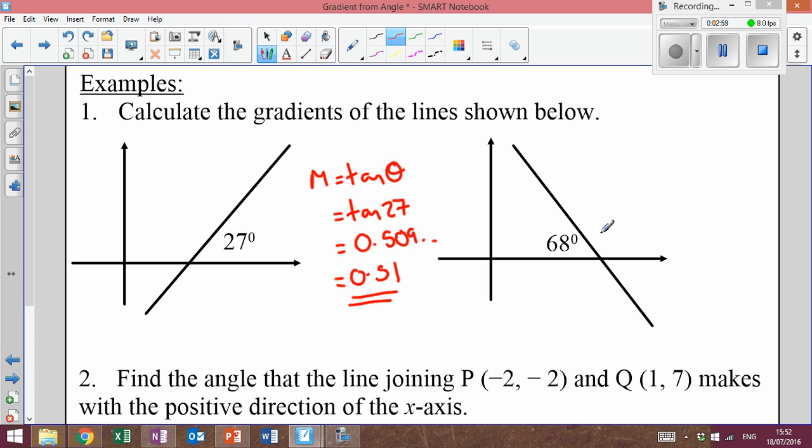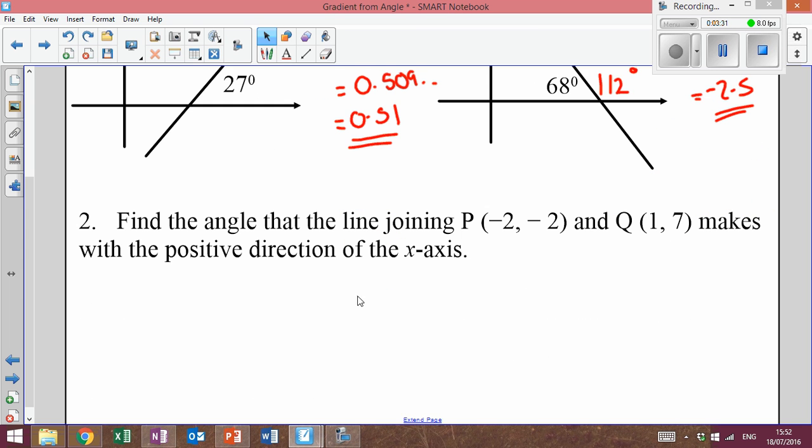Now if that's 68 degrees, because it's a straight line, we know this has to be 112 degrees, and the gradient there is tan of theta. So tan of 112, which is negative 2.475. Let's just call it negative 2.5. Now it is as easy as that. We're going to use it in different situations, and there may be tricky things added on top in the problem solving aspect of it, but it's as easy as that.